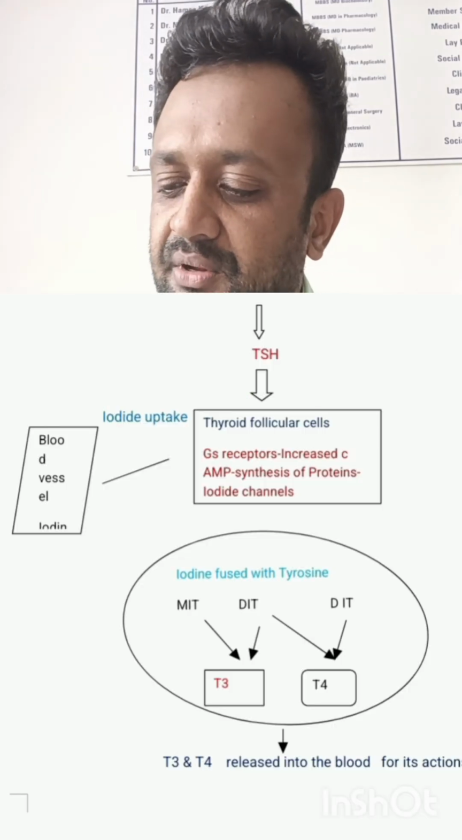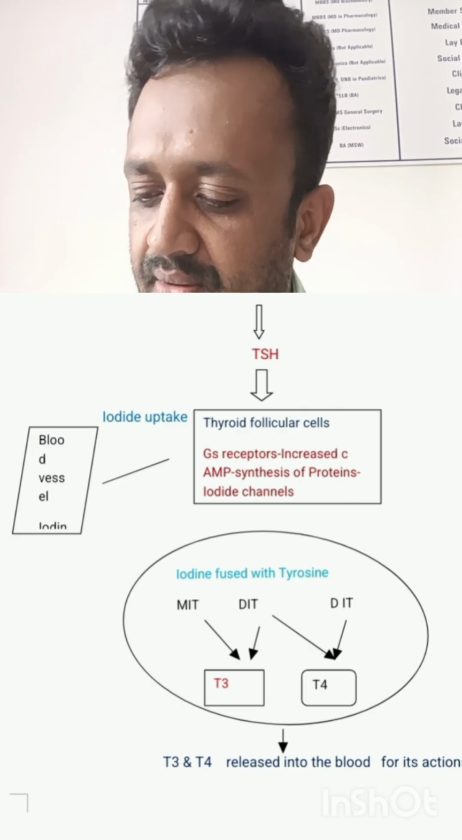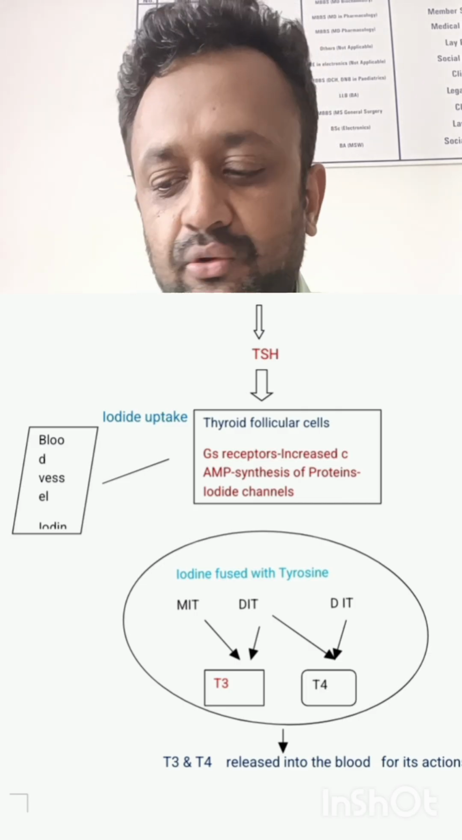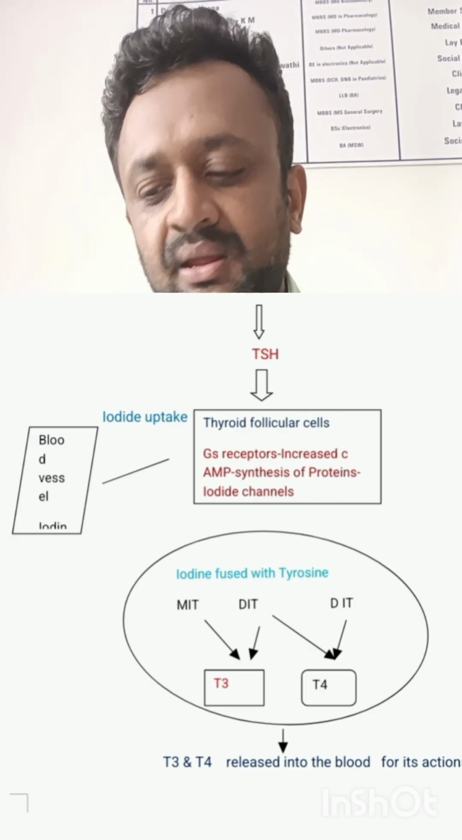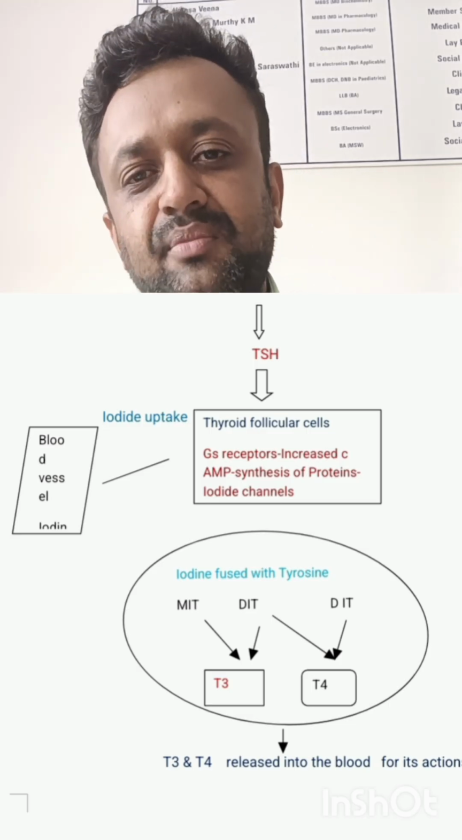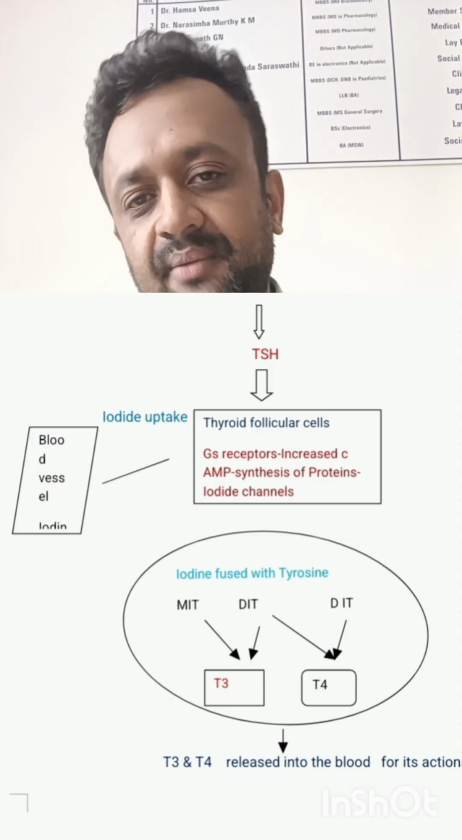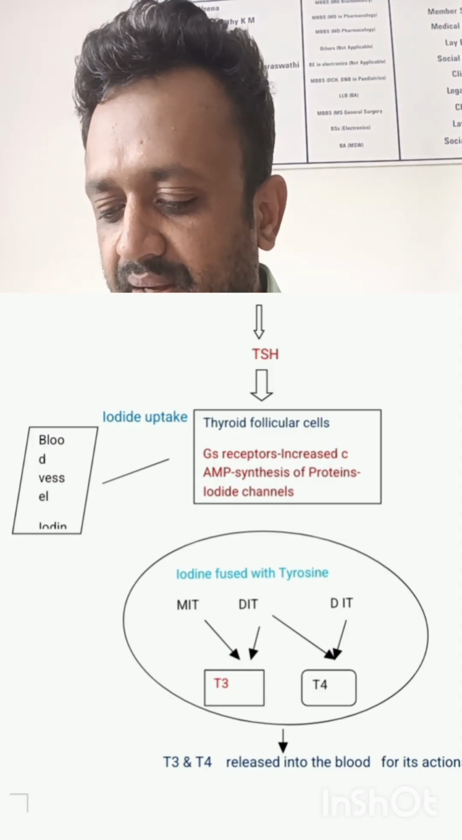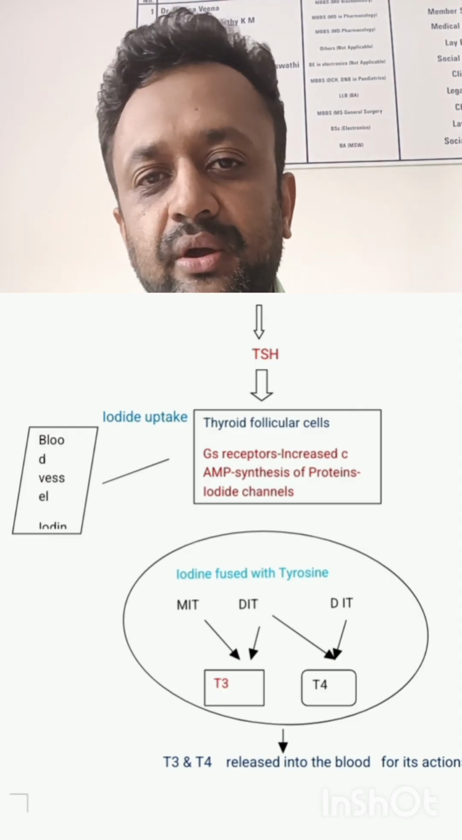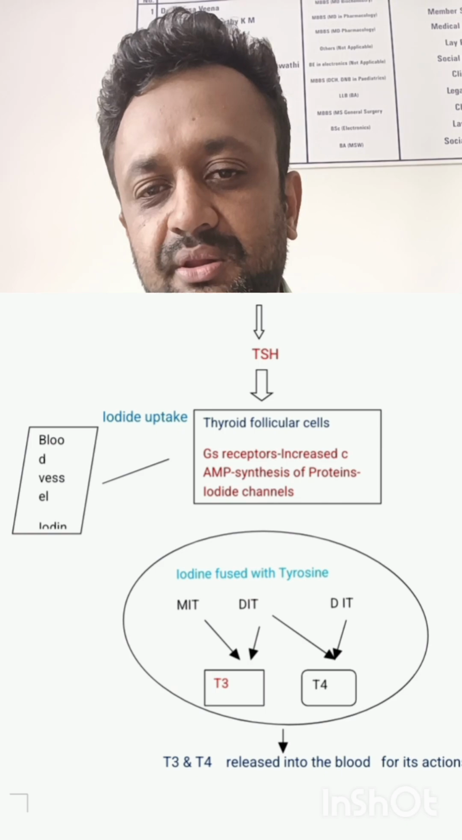So inside the thyroid follicular cells, this iodide is fused with the tyrosine amino acid molecule. If one iodide is fused with tyrosine, there is a formation of MIT, monoiodotyrosine. If two iodide molecules are fused with tyrosine, there is a formation of DIT. So in total, one MIT and two diiodotyrosine molecules are synthesized inside the thyroid follicular cells.